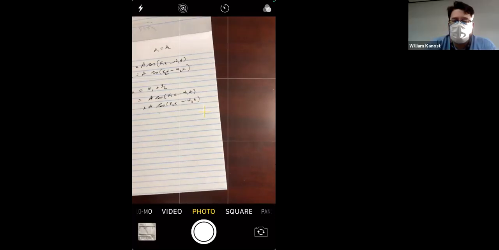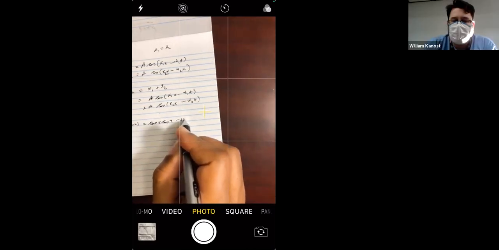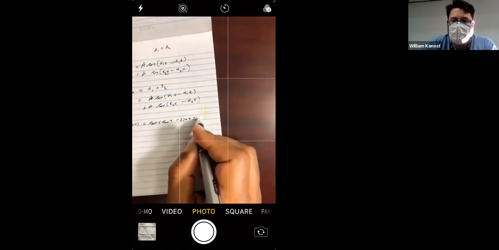What I want to do is express it as a product of two cosine functions, because that way it's easy to interpret. But how do we do that? I'm going to use the formulas for cosine of x plus y and cosine of x minus y. Cosine of x plus y, if you remember, is cosine x cosine y minus sine x sine y, right?